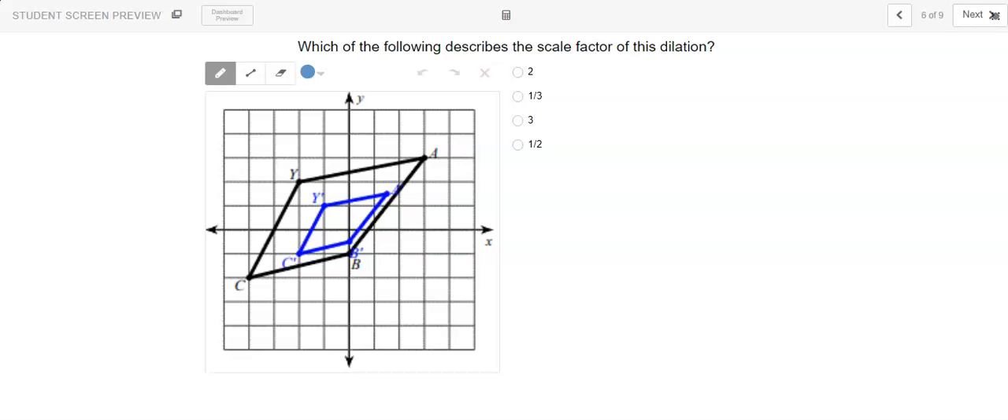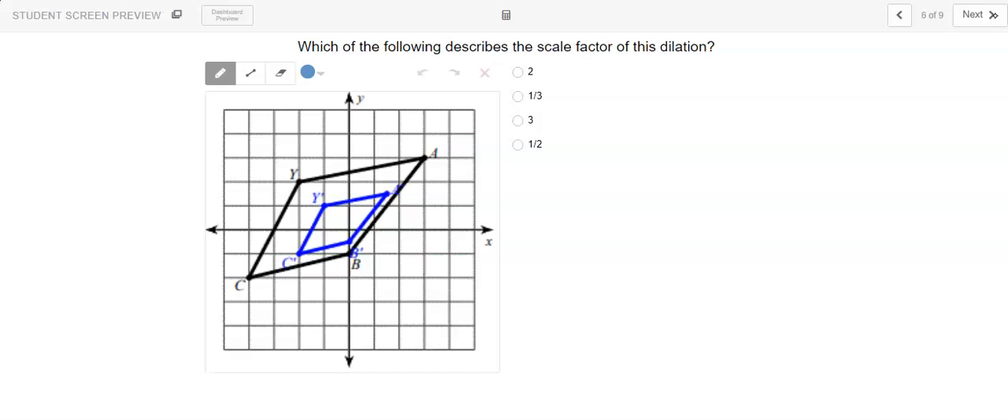Alright, so on this one we are trying to figure out the scale factor, so how much bigger or smaller it's getting. There are two answer choices that I know cannot be true, because if I look at this picture, it is getting smaller. I know this because the blue picture here has prime marks, which tell me it's the ending picture, which is smaller. So that means I need to multiply by something less than 1. So the answers of 2 and 3 don't even make sense. So it has to either be 1/3 or 1/2.